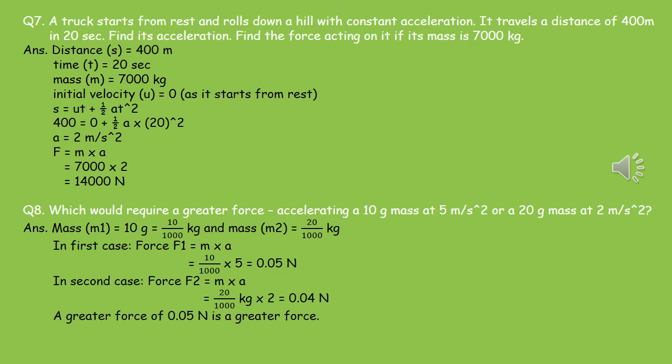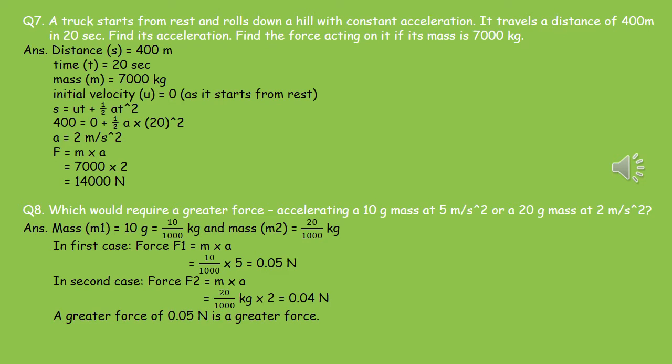Here the distance is provided and time is also given. Remember, we denote the distance with the letter S, not with D. S is equal to 400 meter, time t is equal to 20 second, mass m is equal to 7000 kg. All are given in SI units, so there is no need to convert anything. Initial velocity u is 0 because it starts from rest. So here we have to use the equations of motion, which we learned in the last chapter.